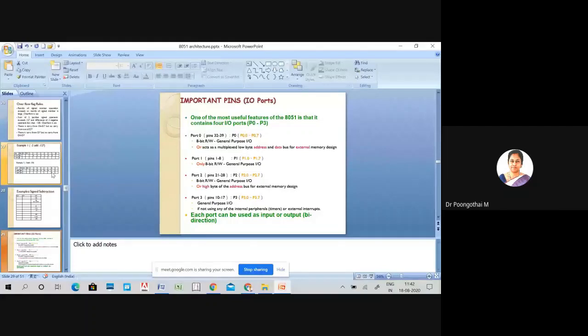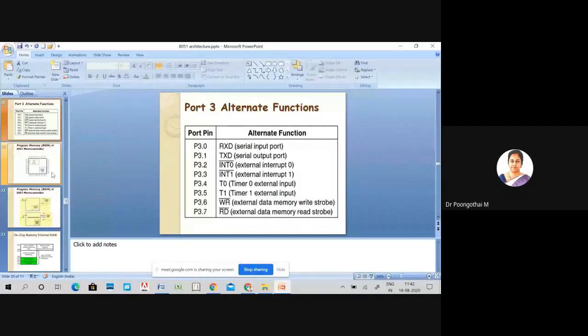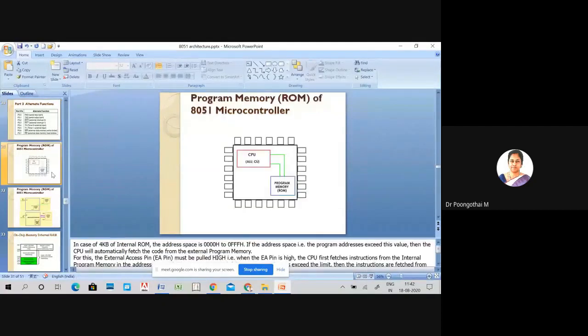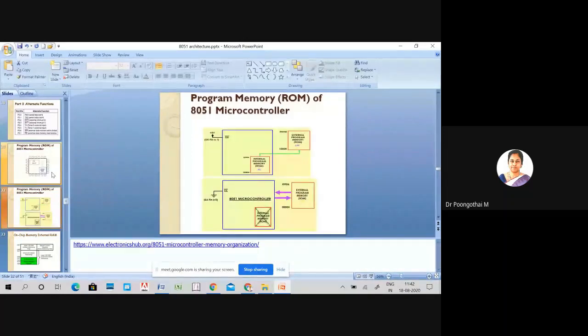And next, IO ports details, features of your 8051 IO ports. And next is your external and internal program memory. Regarding the internal program memory, if your program code exceeds the address range 0000 to 0FFF, the 4K limit, your program counter automatically increments to fetch the instruction codes from external memory. This can be done by using the EA, external access pin, which must be connected to plus 5 volts.